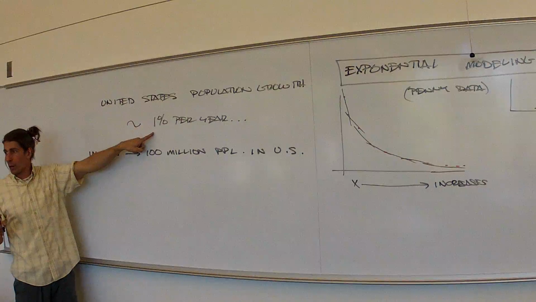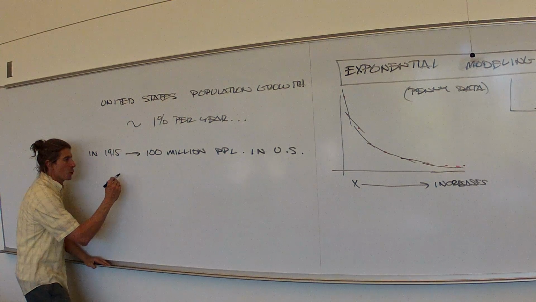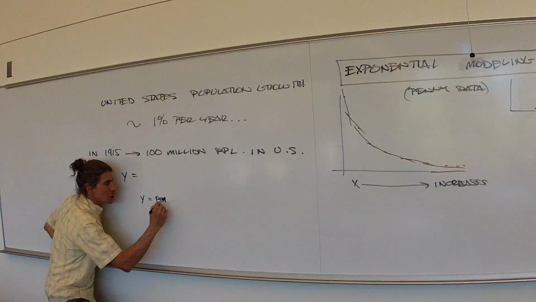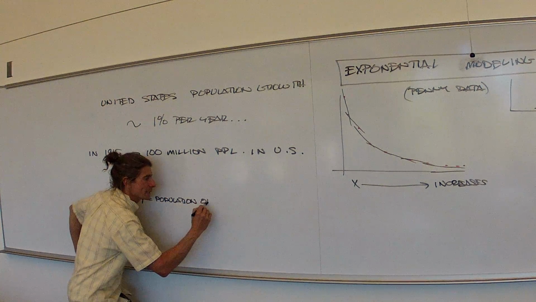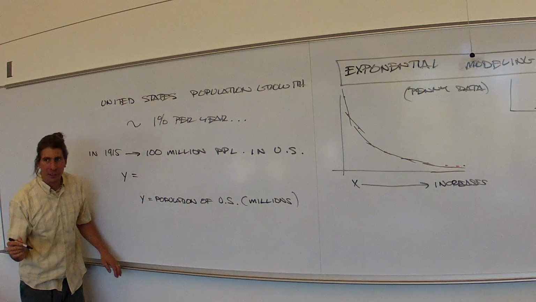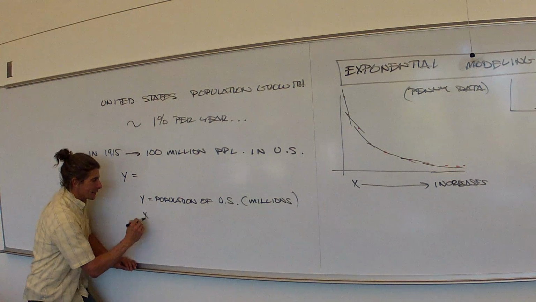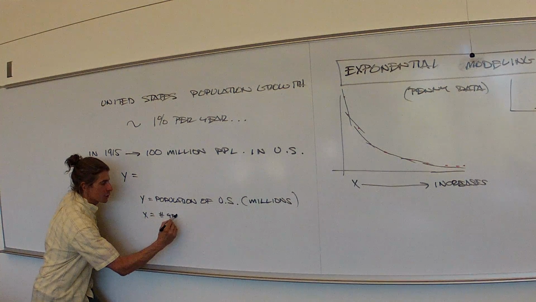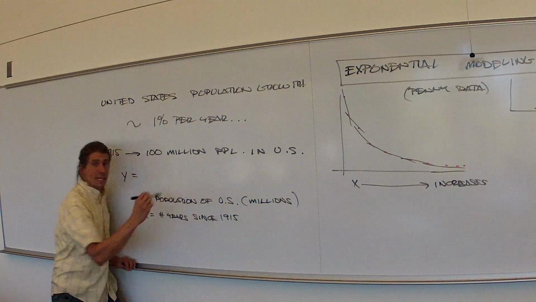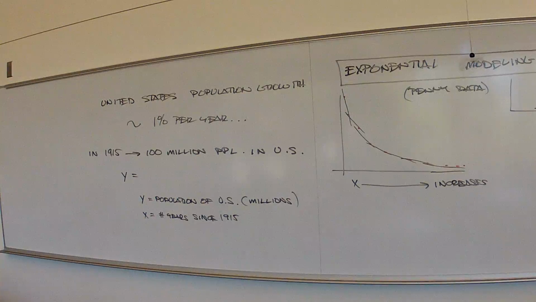According to that, and the fact that we're growing at 1% a year, can you give me an equation, y equals something, where y is the population of the U.S. in millions, and x is the number of years since 1915? I know this is thrilling. Can you give me an equation based on that? Say yes. Yes, because you can. You've got everything you need, friends.